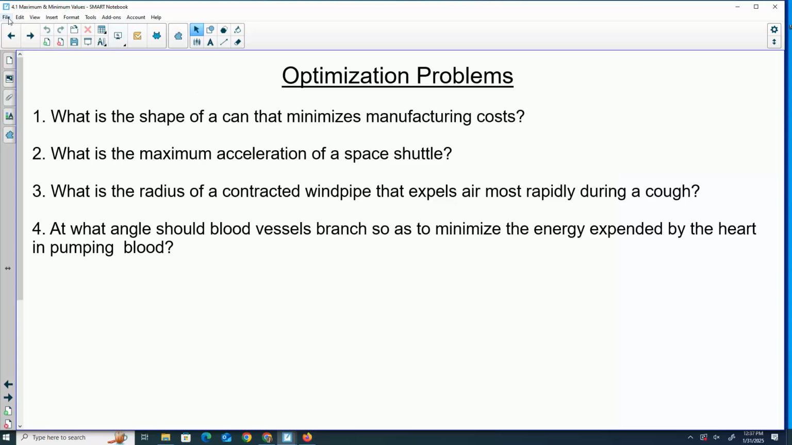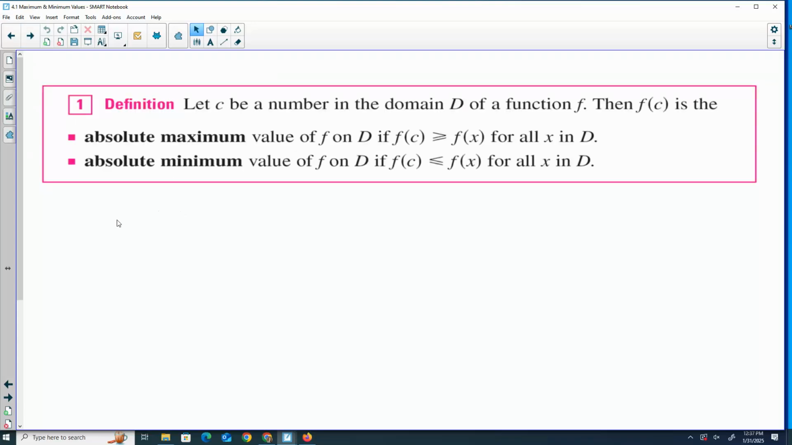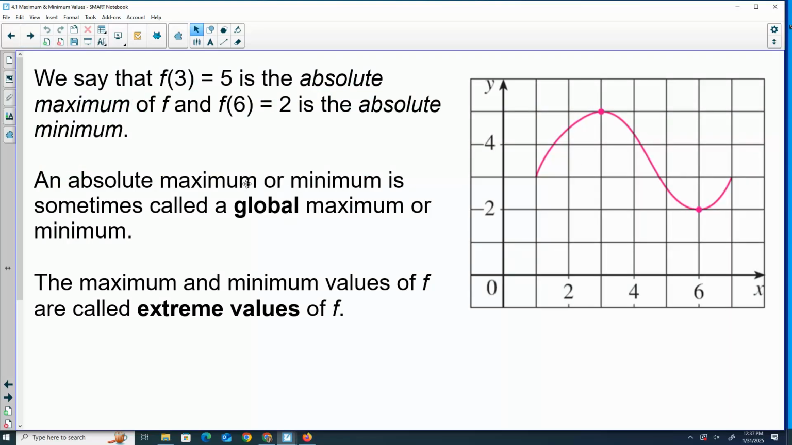Today we're going to focus on different kinds of maxes and mins. Remember, we've talked about them before, local versus absolute. Absolute or global maxes and mins are the highest or lowest on the entire graph. On yours, I condensed this. It's all on one slide. So these are highest or lowest on the entire graph.